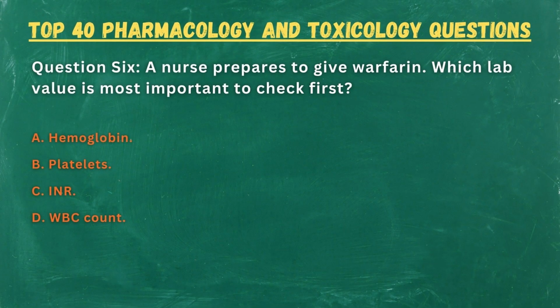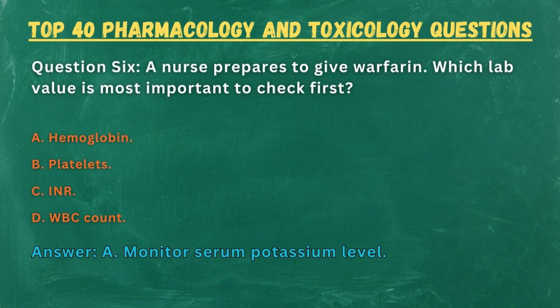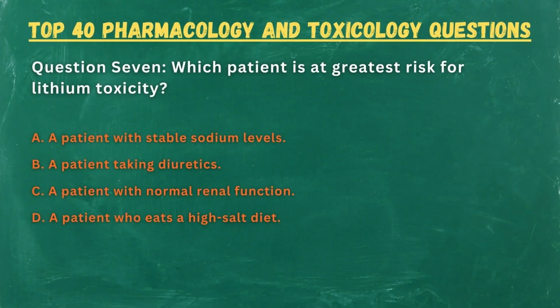Question 6. A nurse prepares to give warfarin. Which lab value is most important to check first? A. Hemoglobin. B. Platelets. C. INR. D. WBC count. Answer. C. INR.